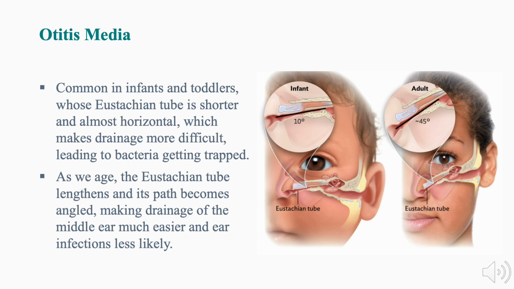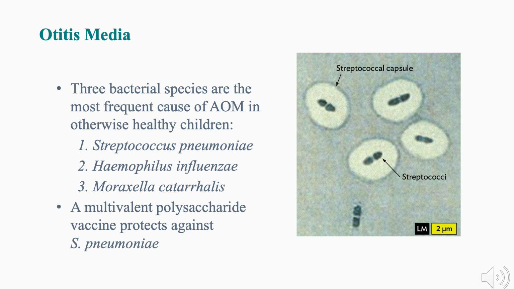Otitis media is common in infants and toddlers because their eustachian tube is shorter and almost horizontal, which makes drainage more difficult, leading to bacteria getting trapped. The image to the right shows how infants' eustachian tube is only angled at 10 degrees. Shown in the image to the right, as we age, the eustachian tube lengthens and its path becomes angled at about 45 degrees, making drainage of the middle ear much easier and ear infections less likely.